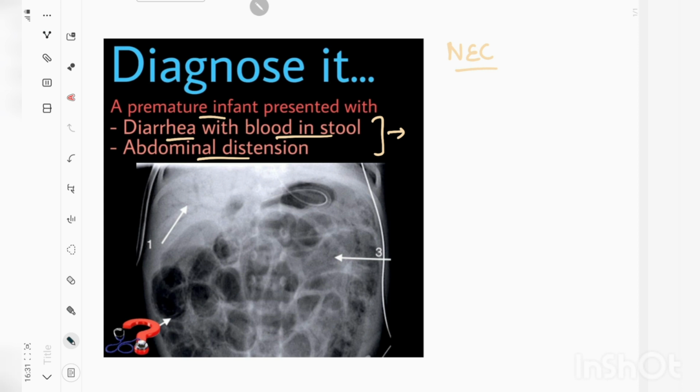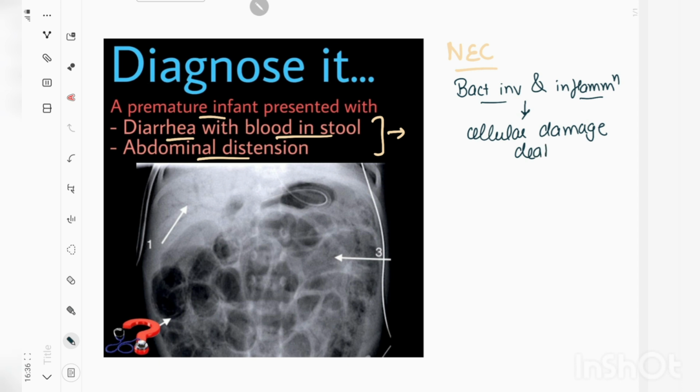Before coming to the findings of the X-ray abdomen given here, firstly let's discuss some things about necrotizing enterocolitis. What is necrotizing enterocolitis? Due to the bacterial invasion, inflammation of the intestinal wall occurs. That leads to cellular damage as well as death. That further leads to necrosis of the intestinal wall. This includes both small as well as large intestine.